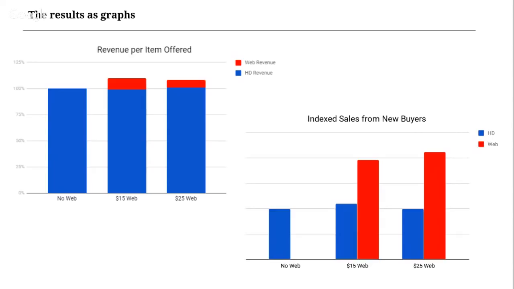Okay, and the graph on the lower right is the sales from new buyers. And again, it's done as an index. I guess I lost my labels here, but the no web is 100%. And you can see that from HD, we got slightly more new buyers from the $15 web version and about the same from $25. Again, those are marginal differences that we consider statistically insignificant. But what you can see is that the number of new buyers generated by web was almost twice as high. So we got almost twice as many new buyers that were attracted to this new format. And this is really exciting. It wasn't anticipated. We thought we'd get some new, but we weren't anticipating it being quite so high. Again, great news.